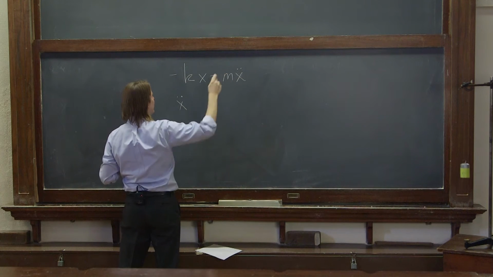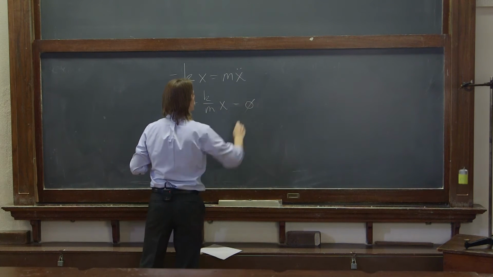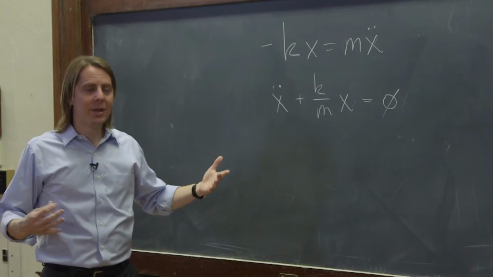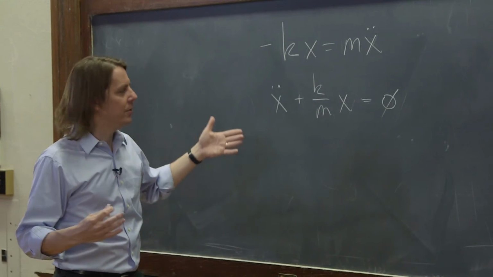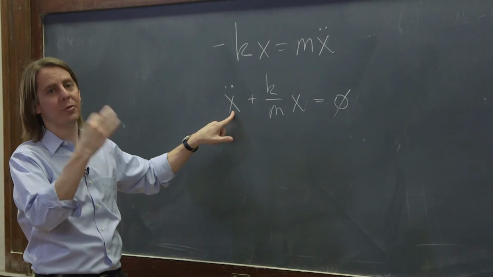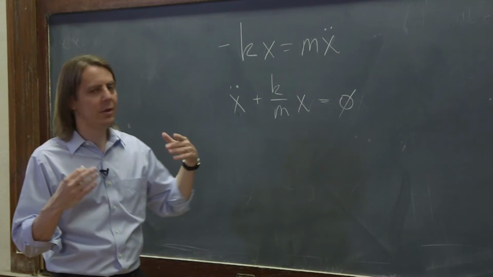So we bring this over here and divide through by the m, and we get plus k over m x equals 0. So if you're ever reading a physics book or doing a physics problem, it might say, show that it's an oscillator. This is all you got to do. If you can show that it's second time derivative, or whatever derivative you want, plus a constant times the function itself equals 0, it's an oscillator.